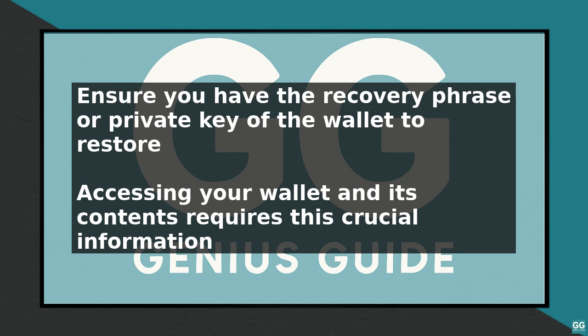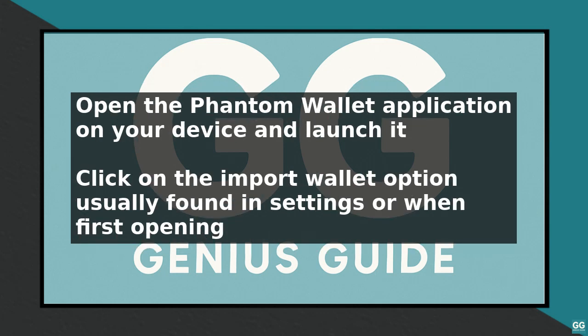Start by opening the Phantom Wallet application on your device. If you do not have it installed, download and install it from the official website or App Store. Once installed, launch the application and click on the Import Wallet option. This is usually found in the settings or when you first open the wallet application.